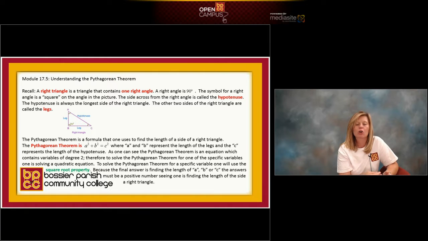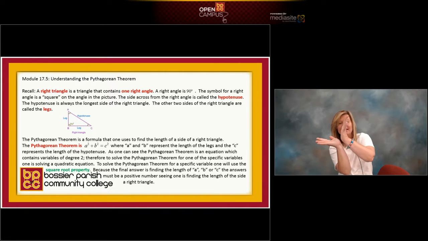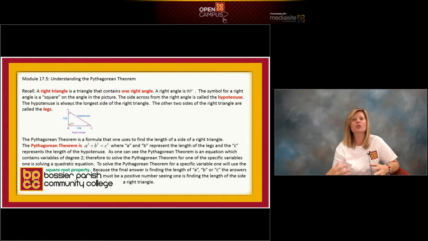Now, across from that 90-degree angle is a side. It's side AC. And that is the longest side of the right triangle. And that side has a special name. It's called the hypotenuse. So the hypotenuse is the side of the right triangle across from the 90-degree angle. The other two sides of the right triangle are called legs. The two sides that make the 90-degree angle, where they meet and intersect, those sides are called legs.